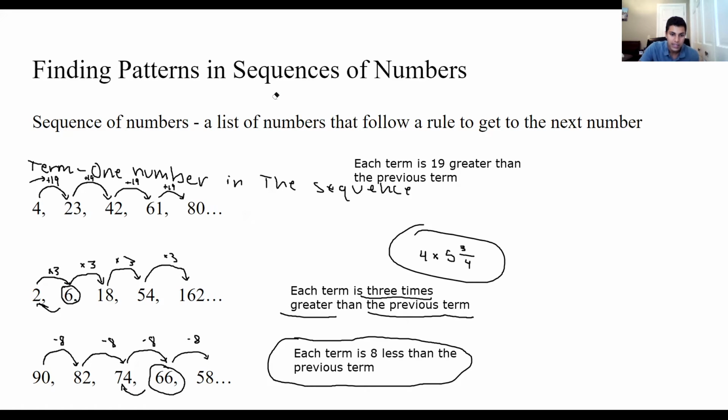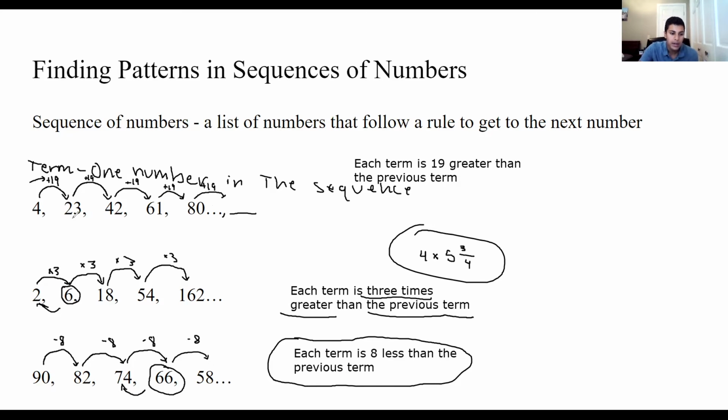And let me erase that because that wasn't great. Let me say I wanted to find what the next term would be after 80. So add a comma here. And I wanted to find this term right here. Well, how would I do that? Well, we know that each term is 19 greater than the previous term. And so to get from one term to the next, we add 19.